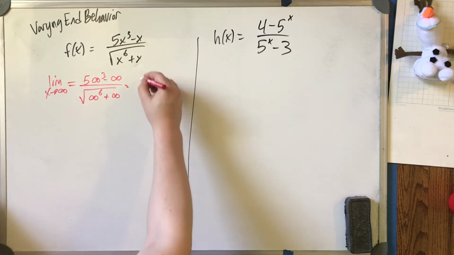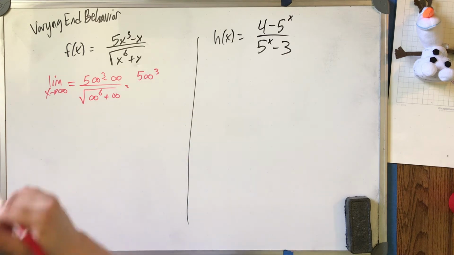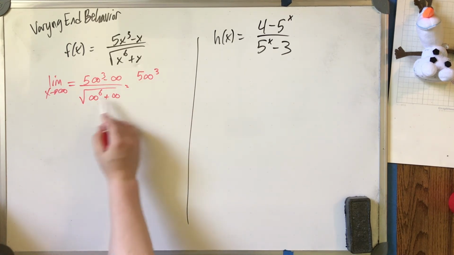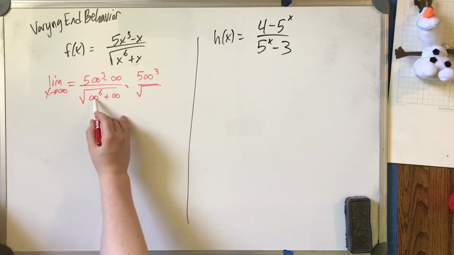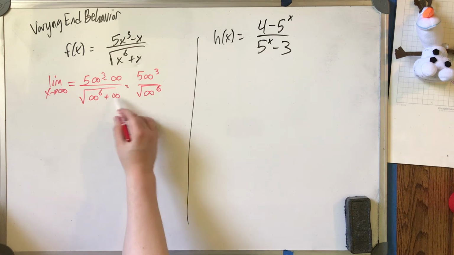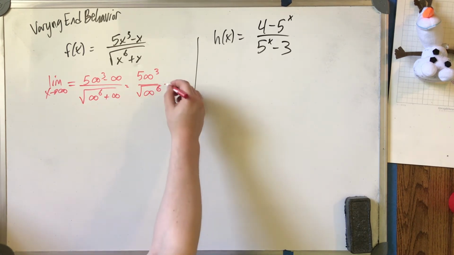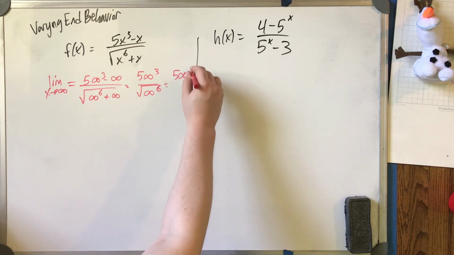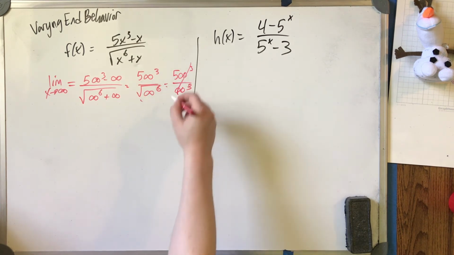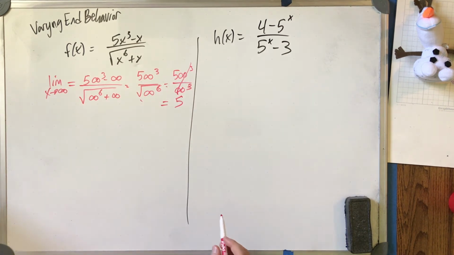On top, I basically just have 5 infinity to the third. I don't really care about that minus infinity. On the bottom, I'm going to focus just on the inside first. And this infinity to the sixth is basically way bigger than the infinity, so I can ignore that. Now I just need to simplify this. So if I have the square root of infinity to the sixth, that's really infinity to the third. Those cancel. This is going to equal 5.